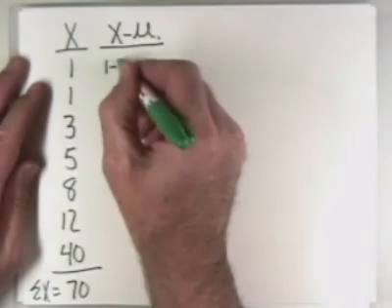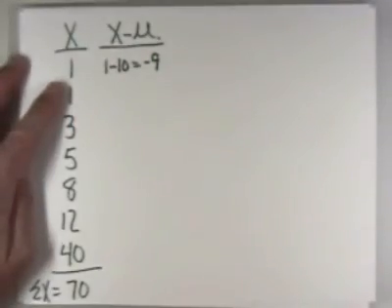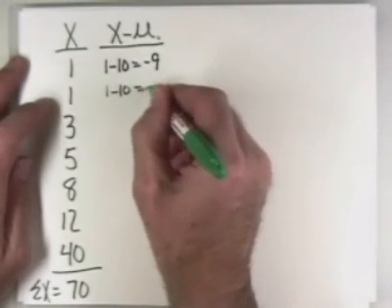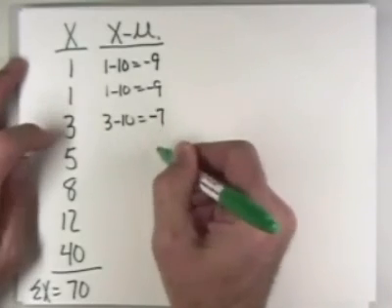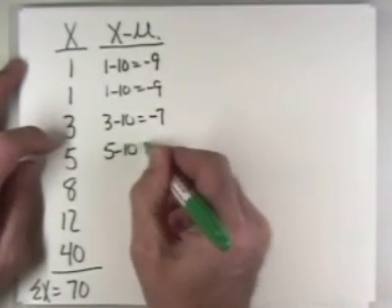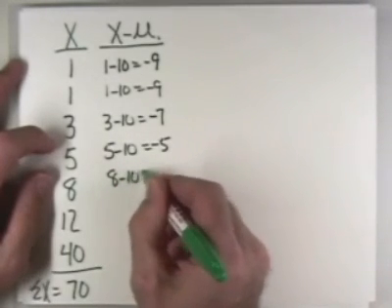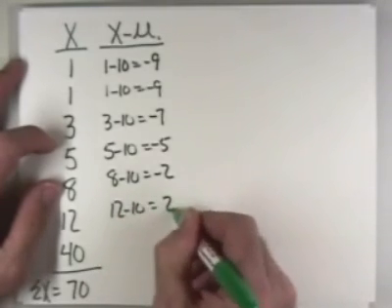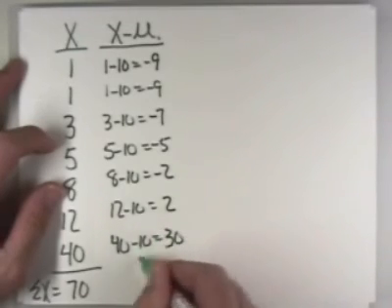So if I compare 1 to 10, this individual value was 9 units below the average. And I do this for each value. So 1 minus 10 is minus 9. 3 minus 10 is minus 7. 5 minus 10 is a minus 5. 8 minus 10 is a minus 2. And 12 minus 10 is a plus 2. And 40 minus 10 is a positive 30.